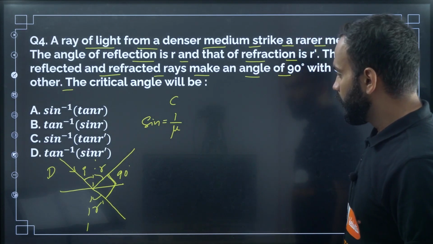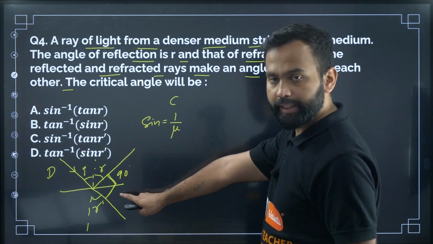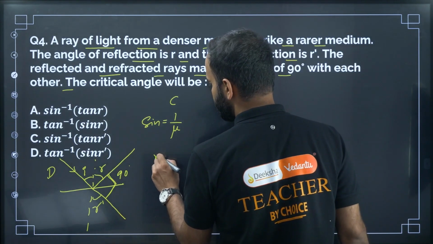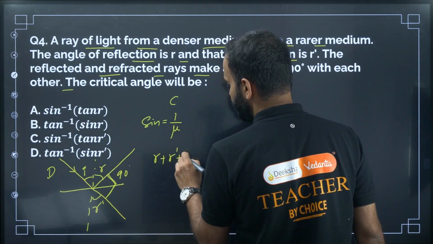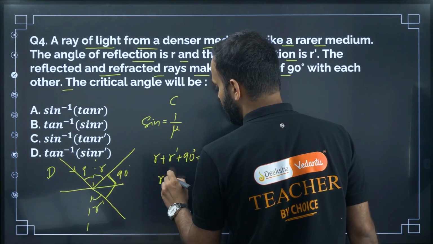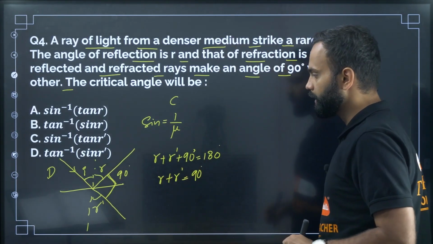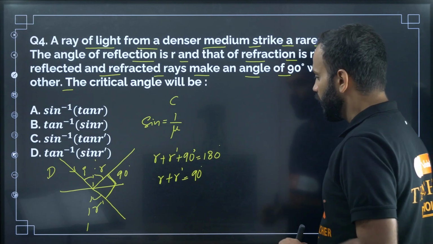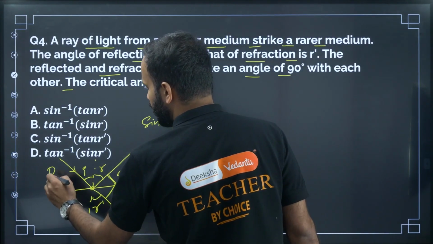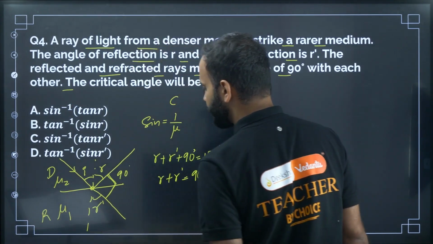Now here r plus 90 degree plus r dash is 180 degree, right? So r plus r dash is equal to 90 degree. Now apply Snell's law at this point, right? So this is mu 2, okay? Here this is rarer medium, so mu 1.